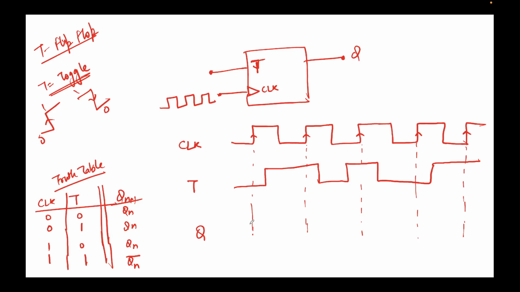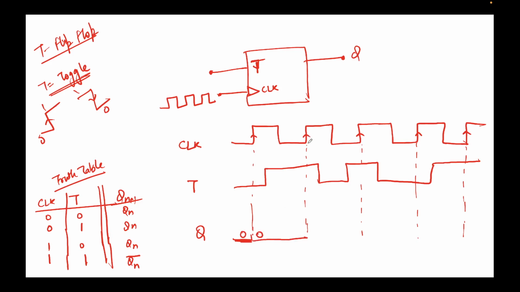So again, I'll assume that initially the output was 0. Usually this is provided in the problem itself, right? So here the clock is allowing, but toggle is 0, so no toggle will happen. This means the toggle input is 0, so if the initial output was 0, the final output will also continue to be 0, right?